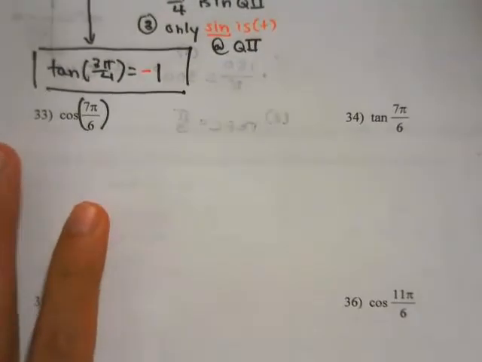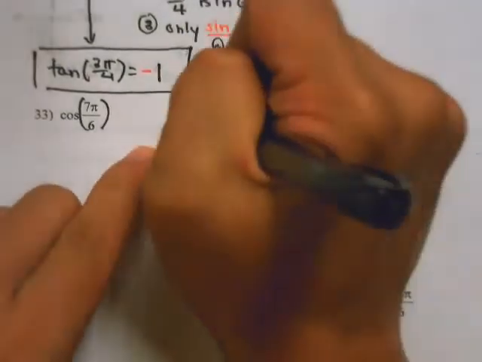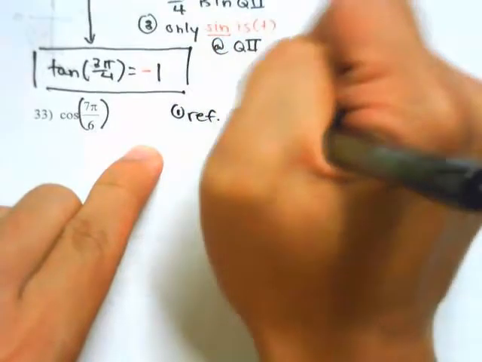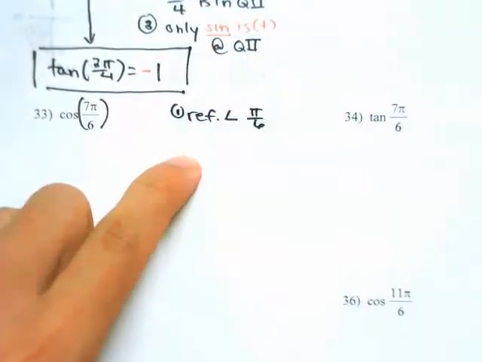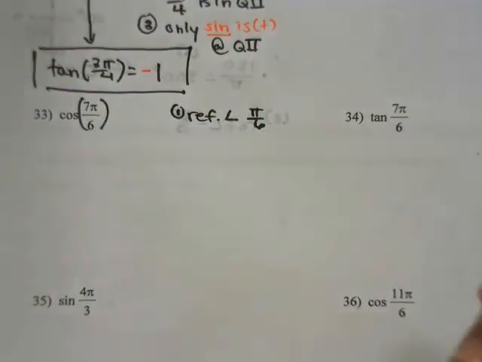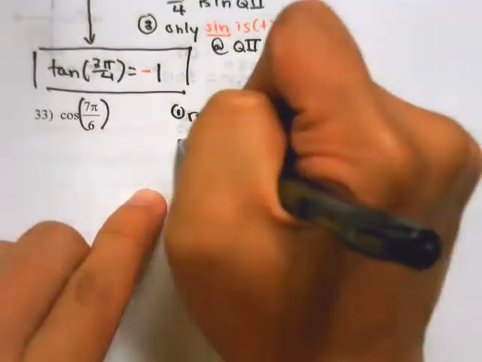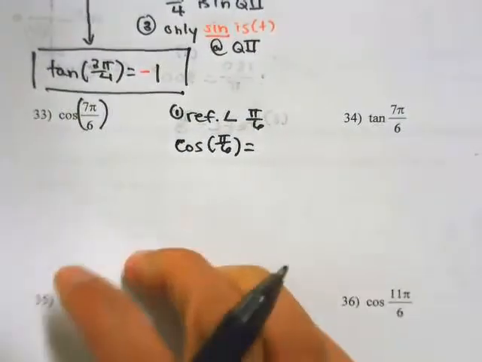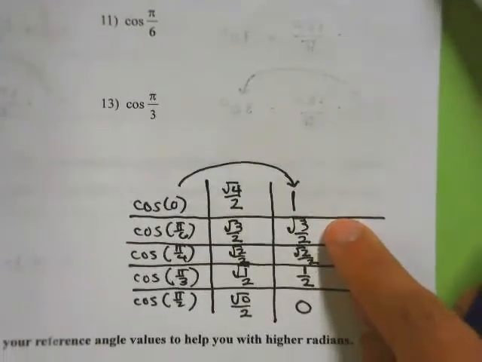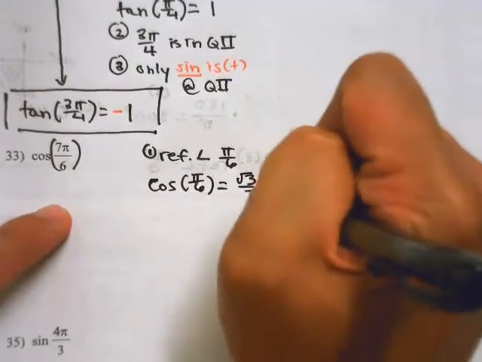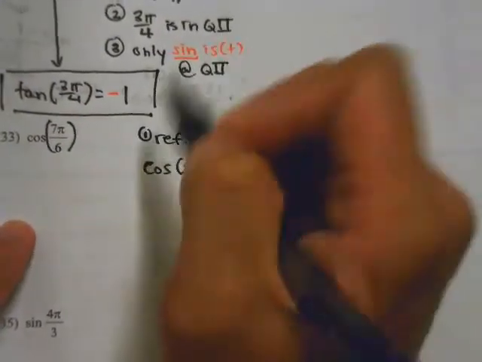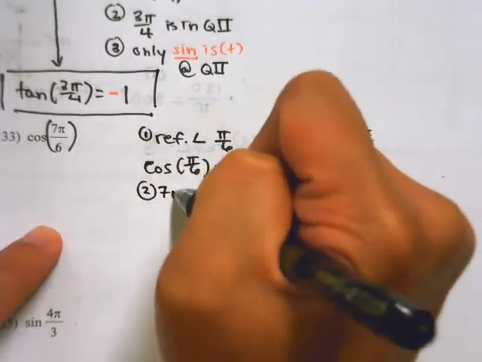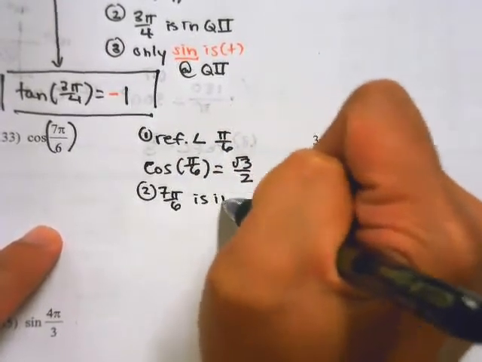Cosine of 7 pi over 6. Let's go with the reference angle, which is going to be pi over 6 because there's a 6 below it. So let's evaluate cosine of pi over 6. Cosine of pi over 6 from this chart is going to be square root of 3 over 2. Okay, we know that much. Now we need to figure out what quadrant 7 pi over 6 is in.